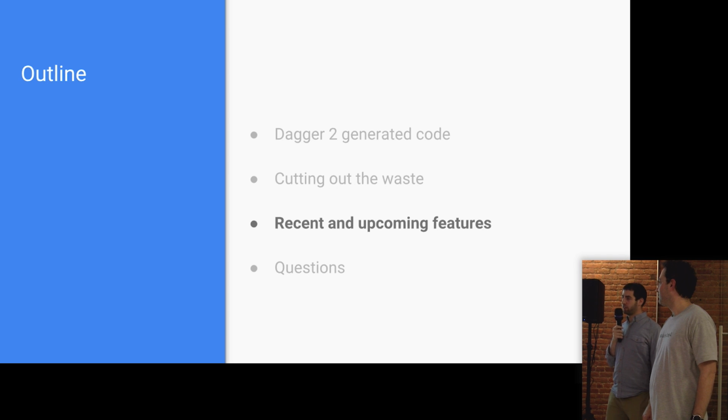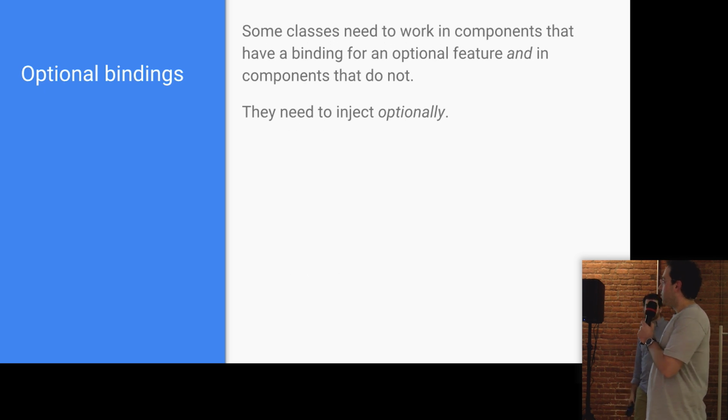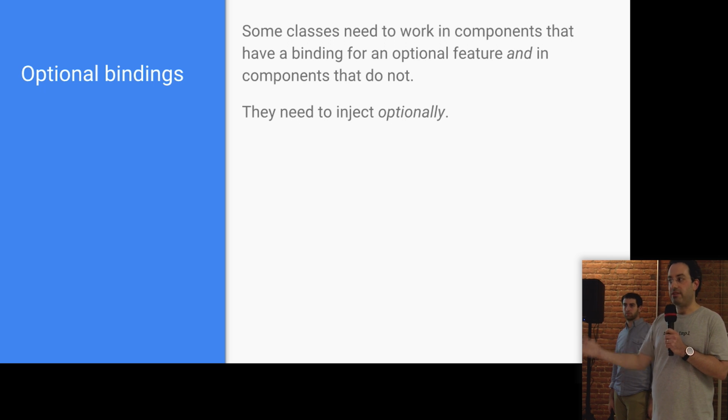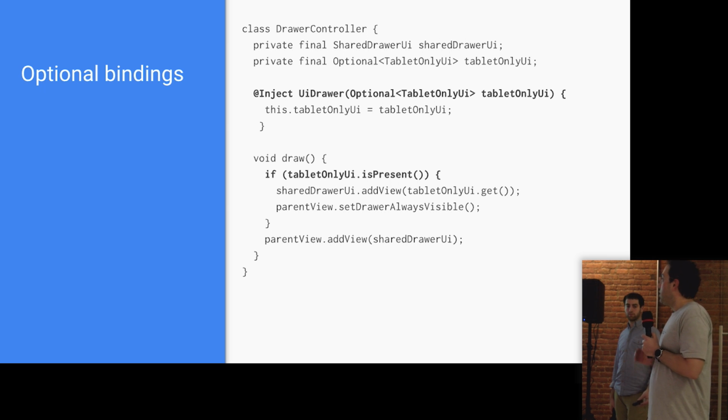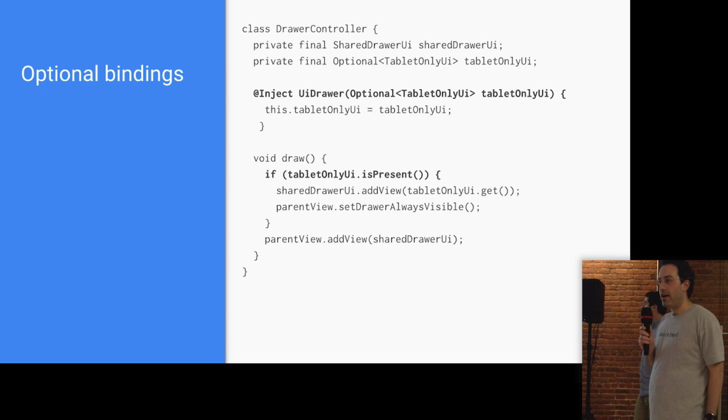So now let's take a look at some other recent features and things to look forward to in the future. Sometimes you have a class that needs to work whether or not some optional feature is available in that particular build. Effectively, the class needs to inject something if it's available, and if it's not available, you don't want it to be. You need to inject an optional. Here's the example: you have a drawer controller, and if your build includes some tablet UI helper, you want to use it when you draw your UI. The simplest thing to do is to inject an optional of your tablet-only UI class, and check to see if it's present.